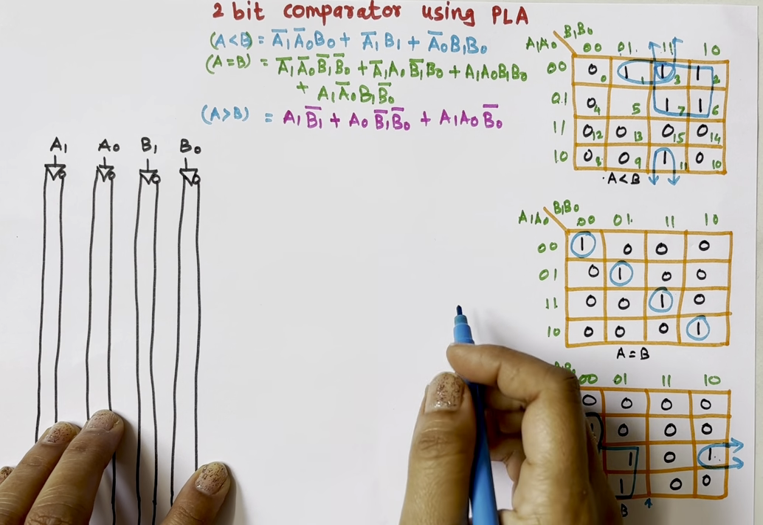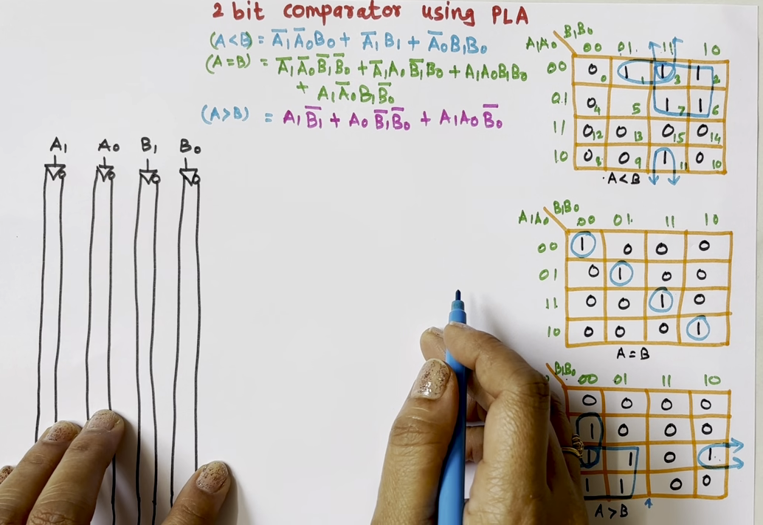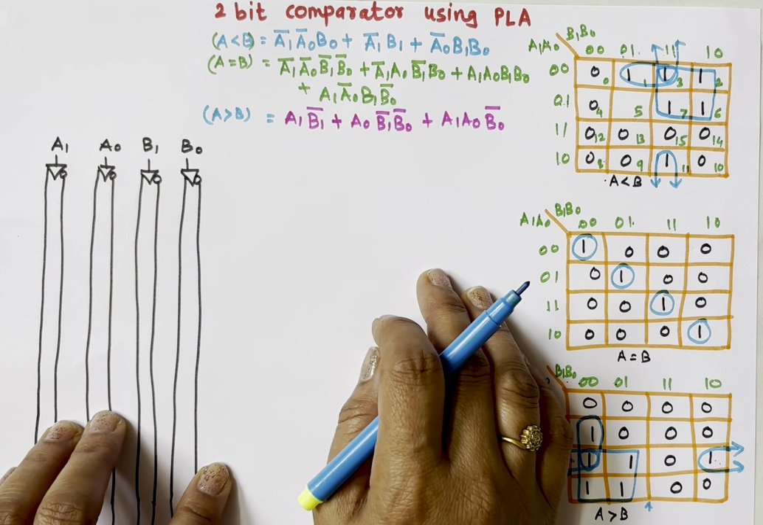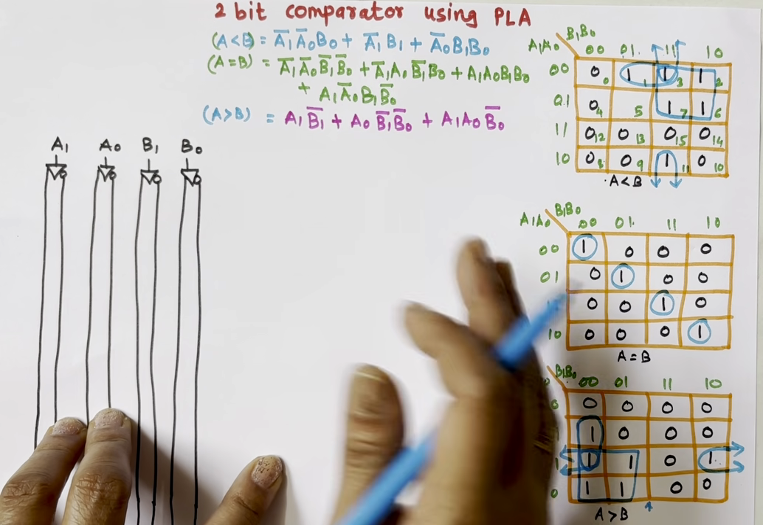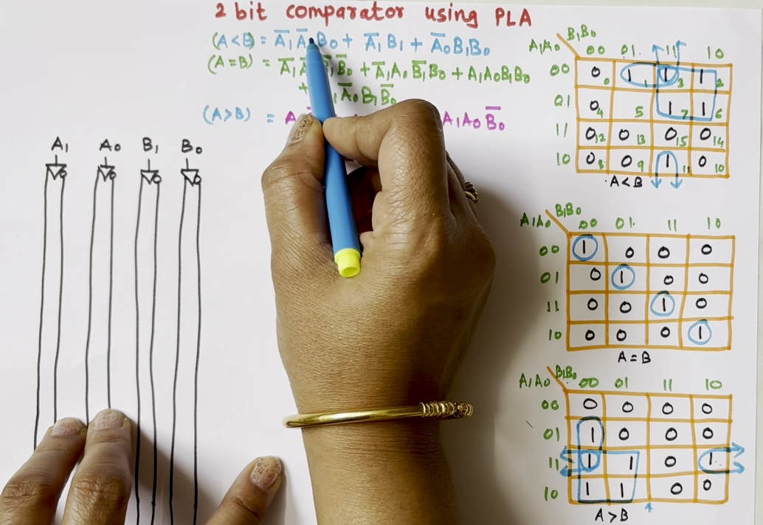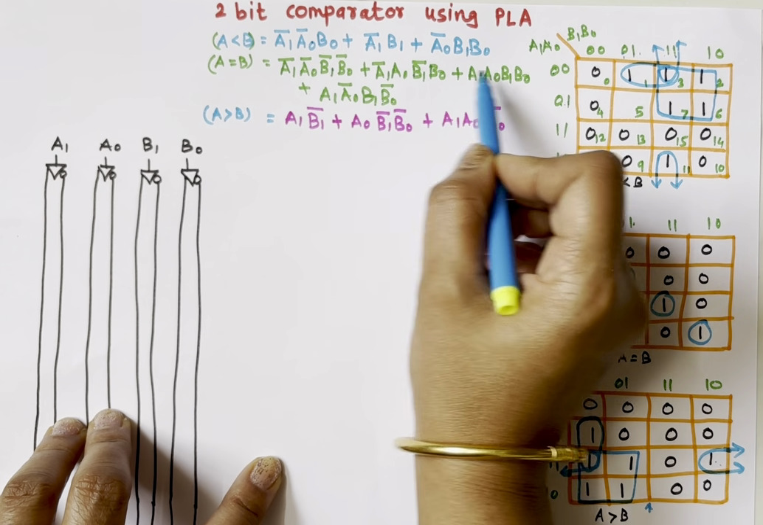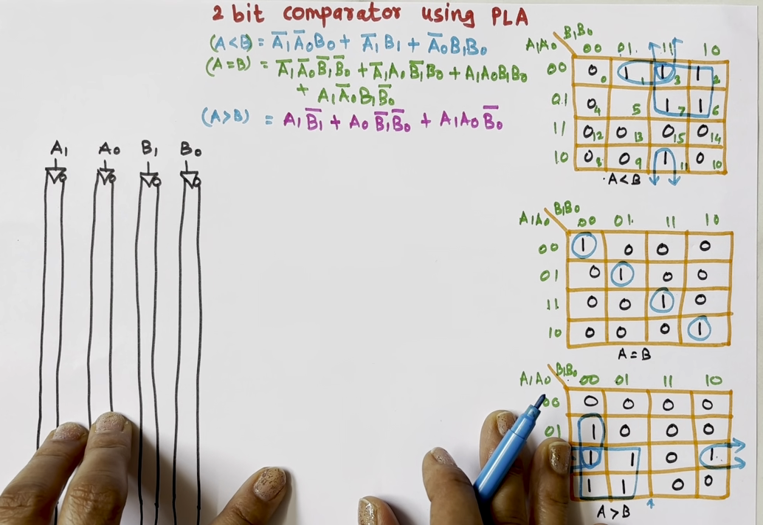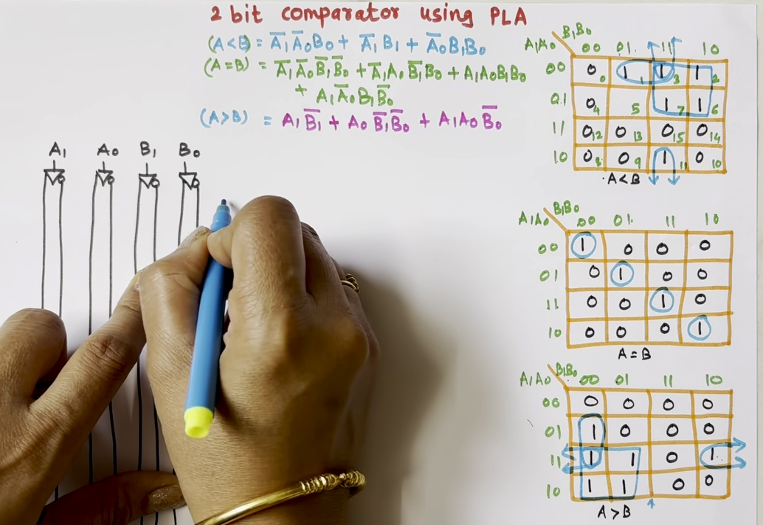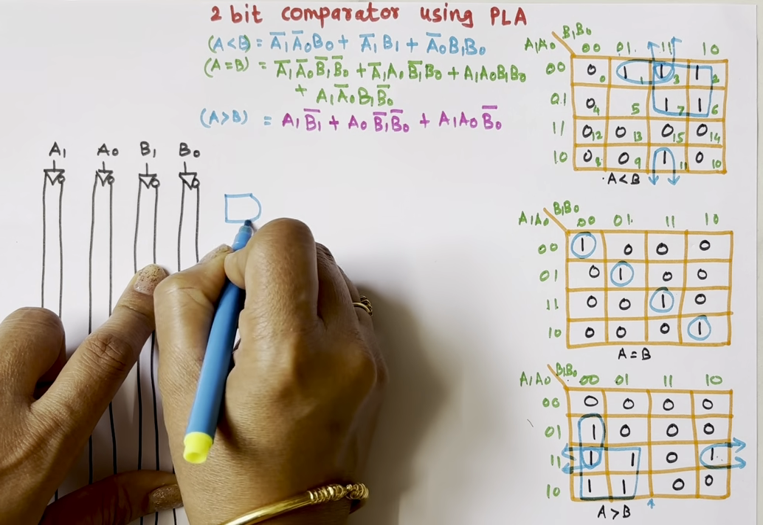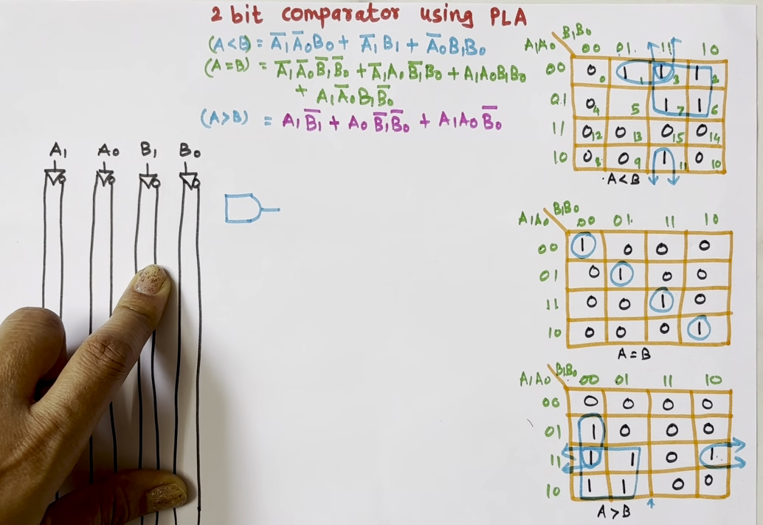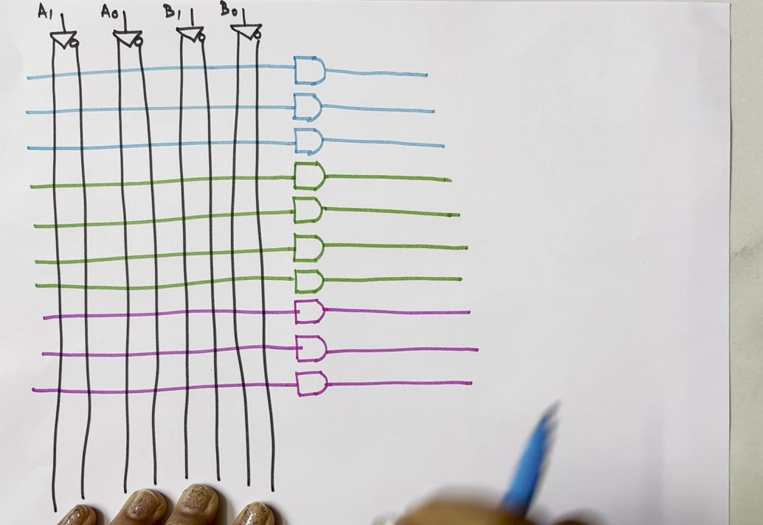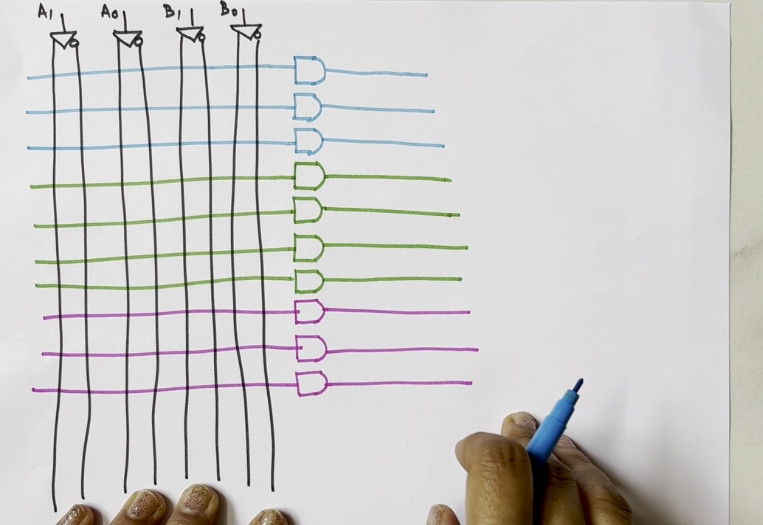The best part of PLA is both AND gates and OR gates are programmable. So flexibility is highest in this PLD, but the thing is they are slower because all are programmable. So how many AND gates do we have? 1, 2, 3, 4, 5, 6, 7, 8, 9 and 10. So in total we have 10 AND gates. So I'll draw 10 AND gates here. So these are my 10 AND gates.